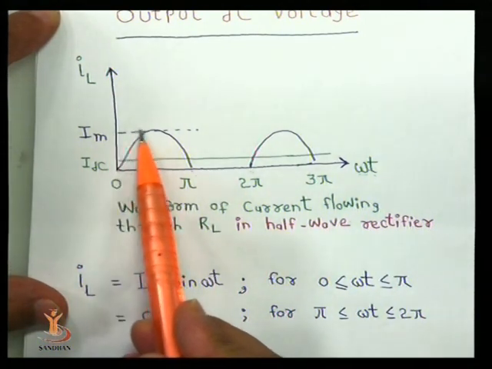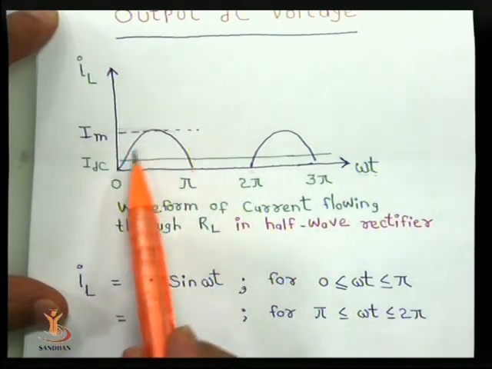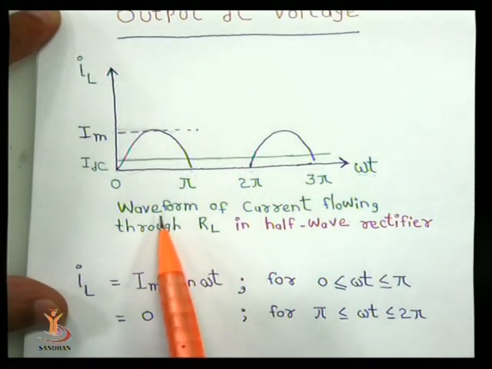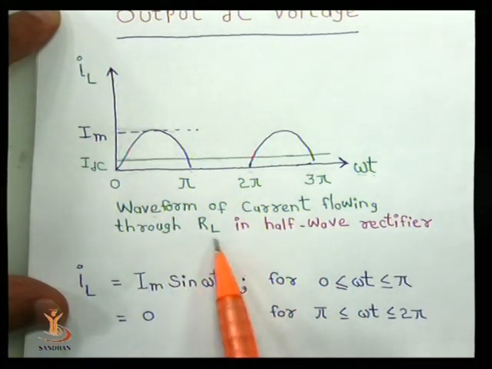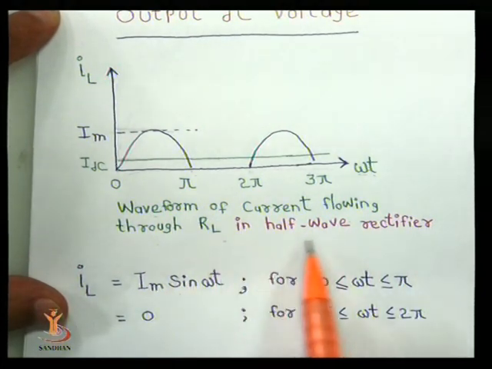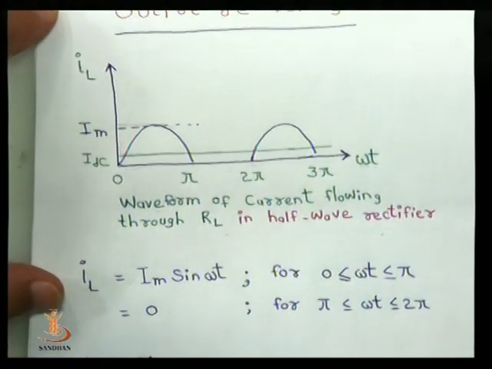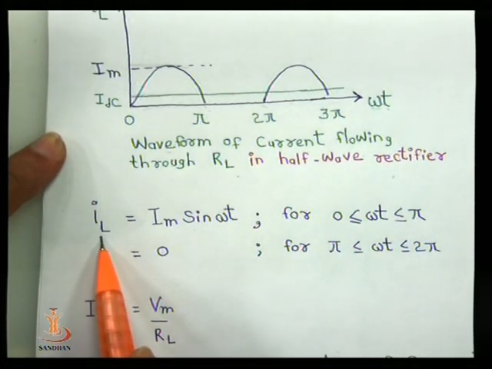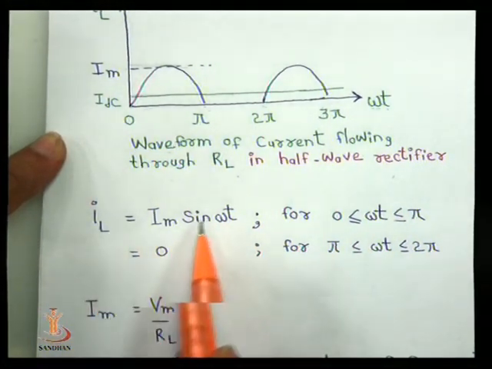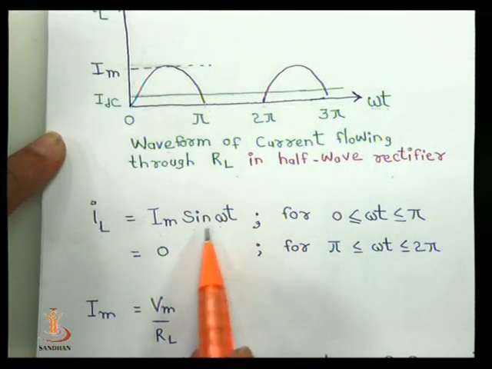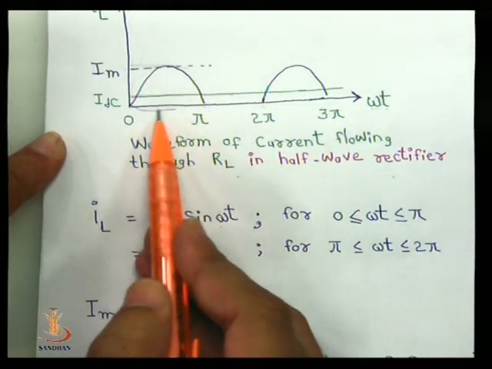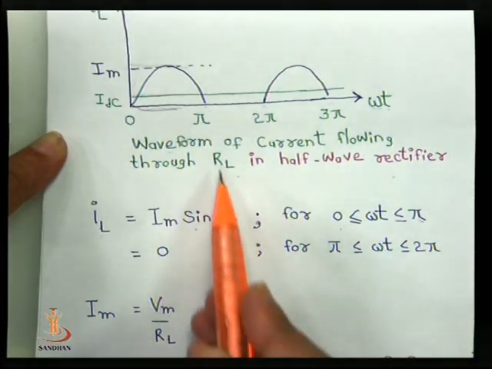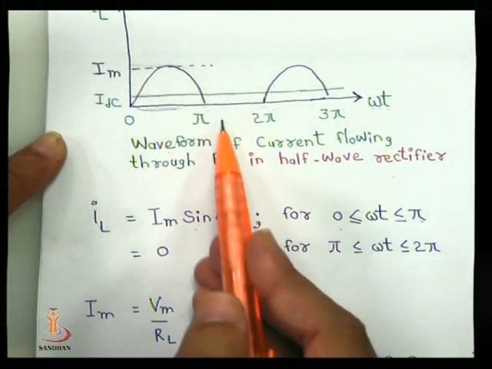Im is the peak current. IDC is the average DC current we are getting. Here is the waveform of current flowing through the load resistor RL in a half wave rectifier. So IL is basically a sinusoidal current, Im sin omega t. We are getting IL during the positive half cycle only, so it is 0 to pi only. From pi to 2 pi we are not getting any current.